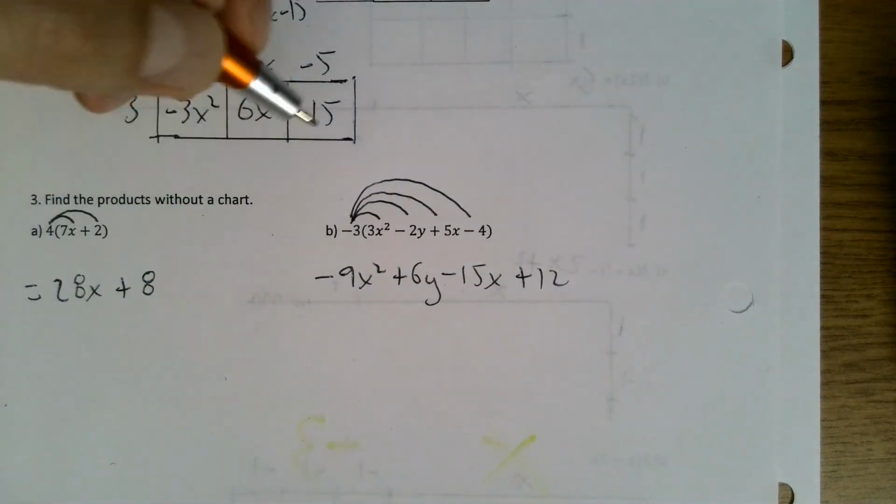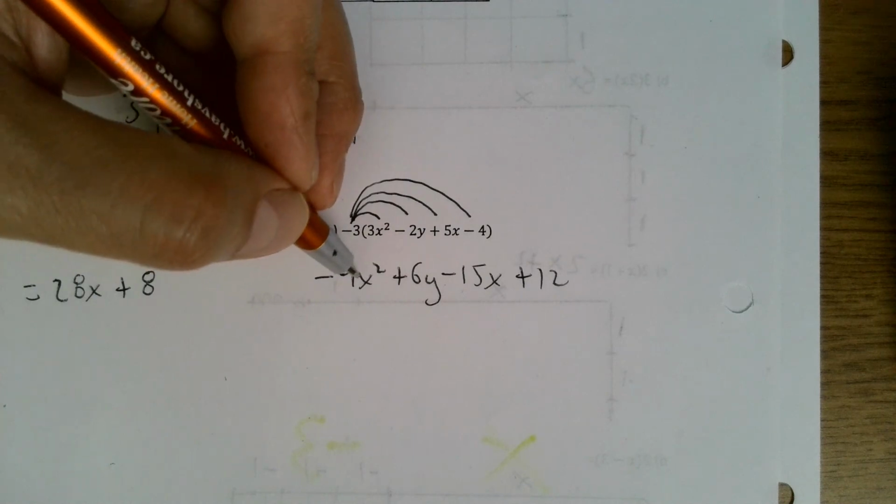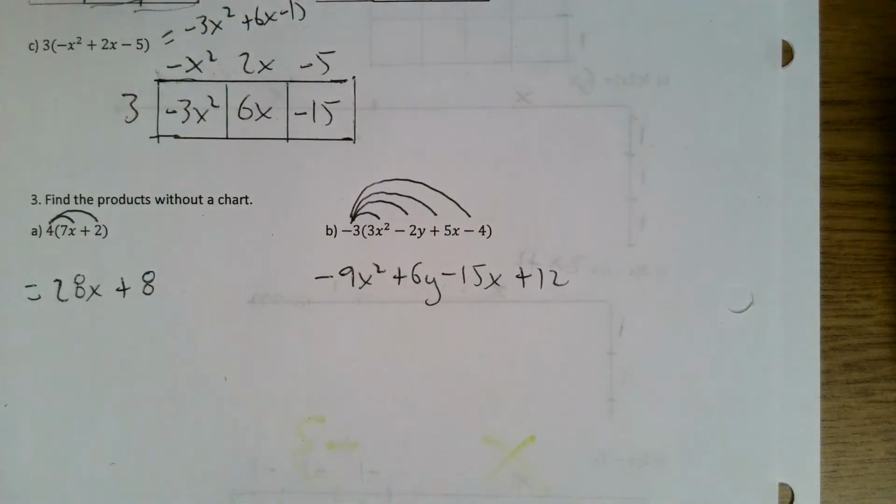Okay, and let's just double check our order here. This is degree 2, degree 1, degree 1, degree 0. So they're in a good order.